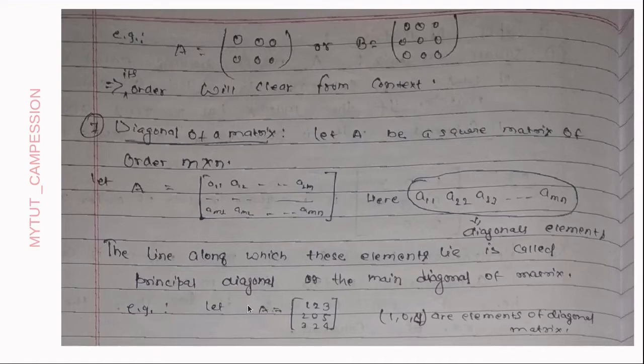For example, let A be a 3 cross 3 matrix. Okay, A11 is 1 and A22 is 0 and A33 is 4. Here 1, 0, 4 are the elements on the principal diagonal or main diagonal of matrix A.